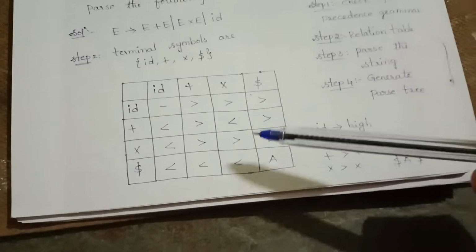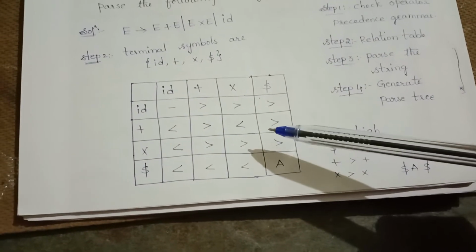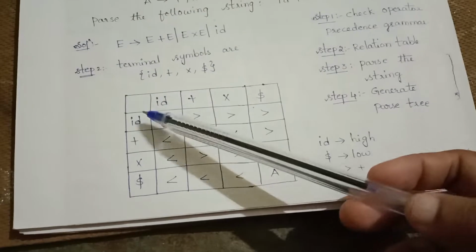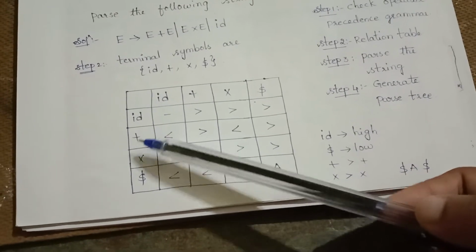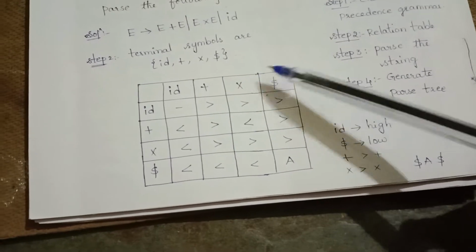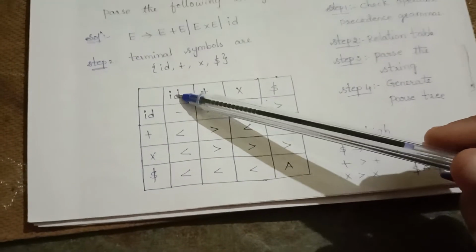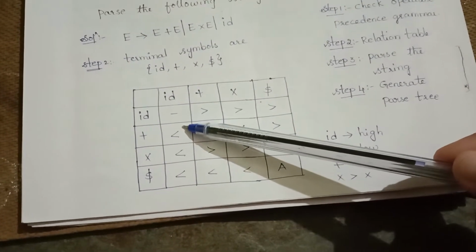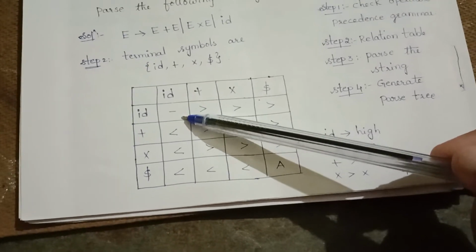And the next one is the precedence table. So this is the precedence table. ID, plus, star and dollar are the terminal symbols, along both rows and columns. So ID on ID is not accepted.